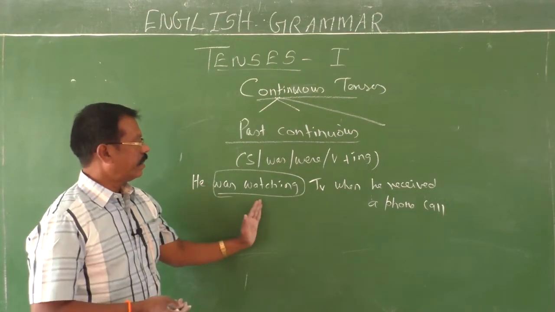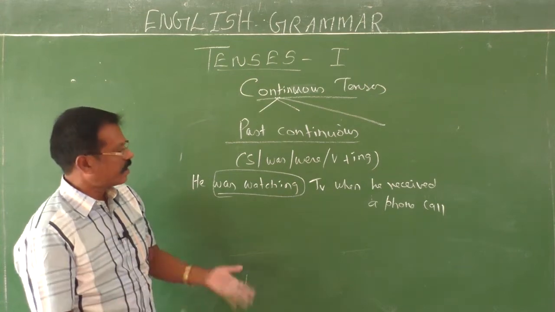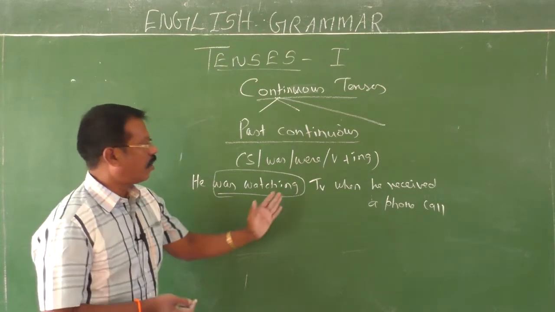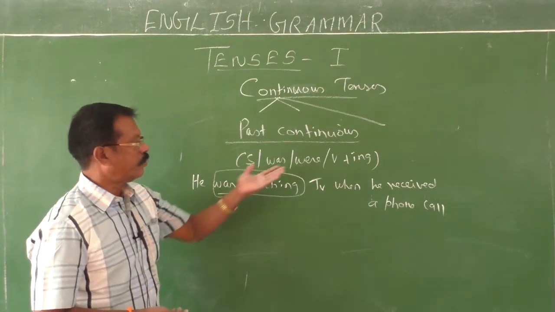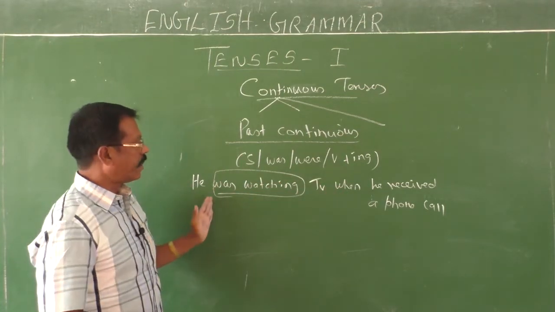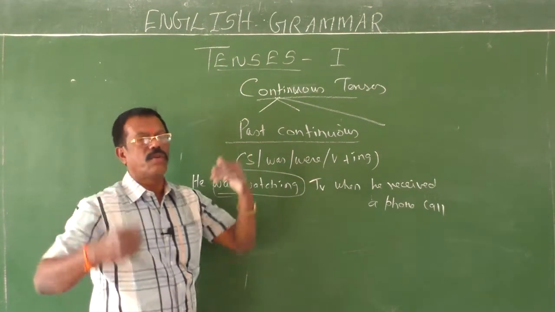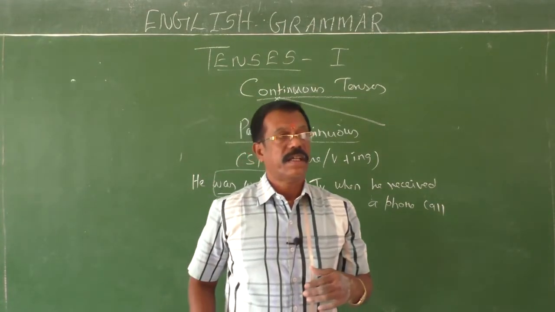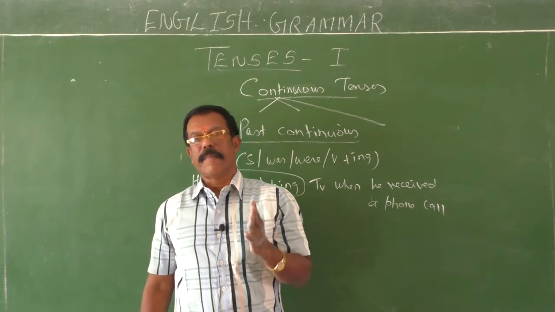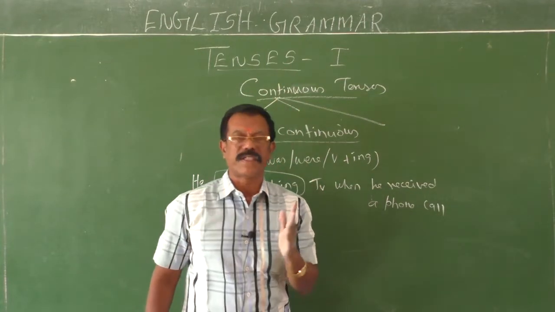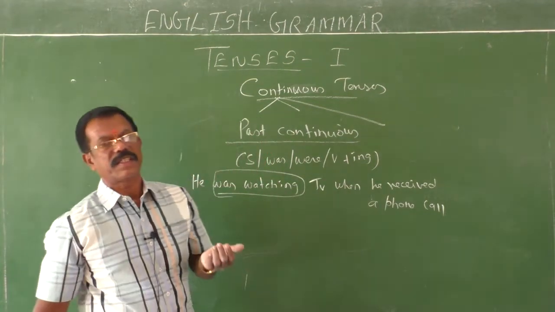So these two actions are past actions. One is long, another one is short. It happens suddenly. So when it happens, that should be expressed in the simple past, and the long action should be expressed in the past continuous tense. While I was walking along the road, I saw an accident. The process of walking along the road should be expressed in the past continuous form. The accident took place suddenly, so it should be expressed in the simple past.